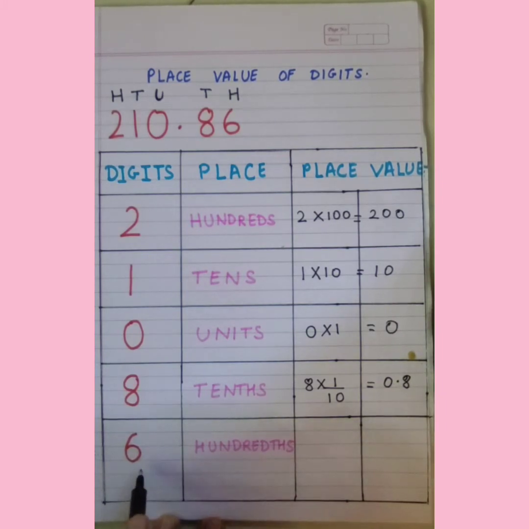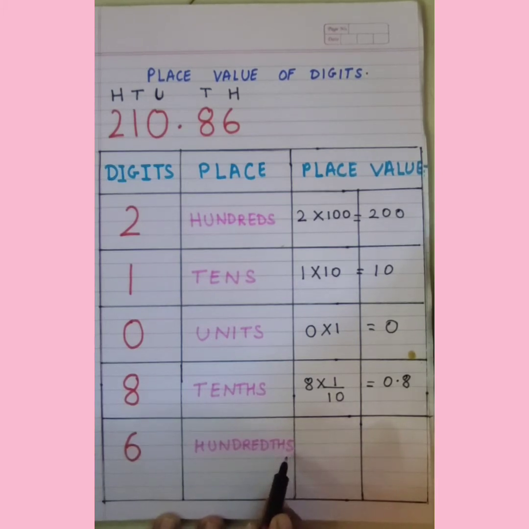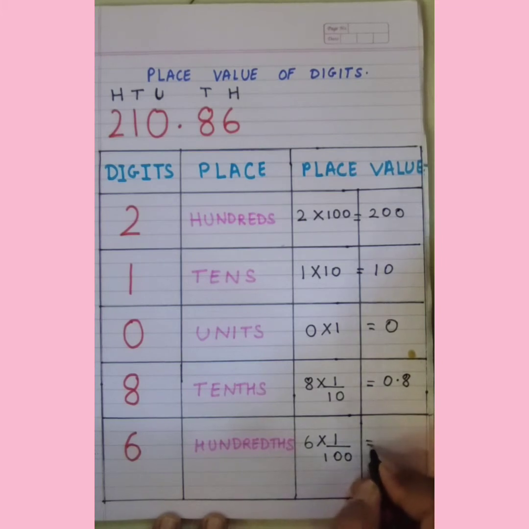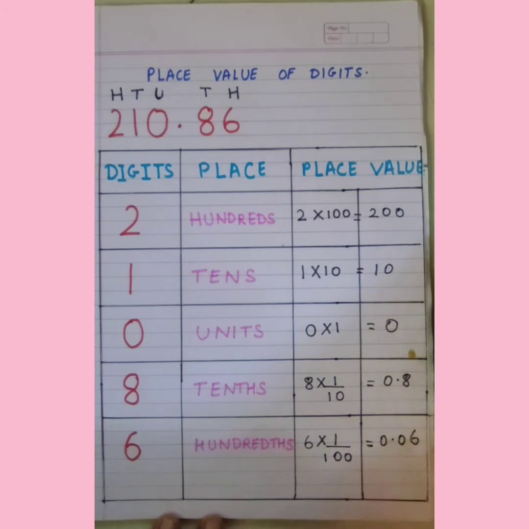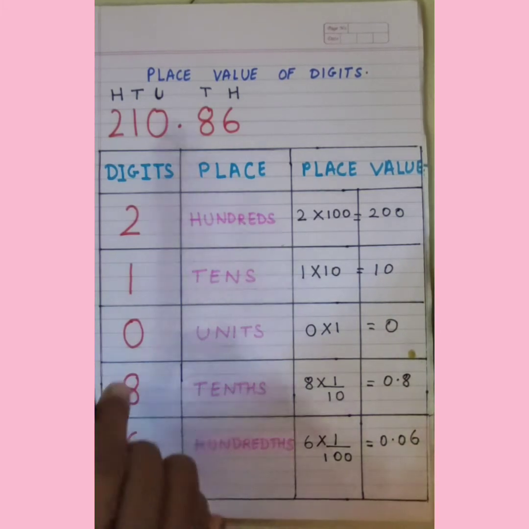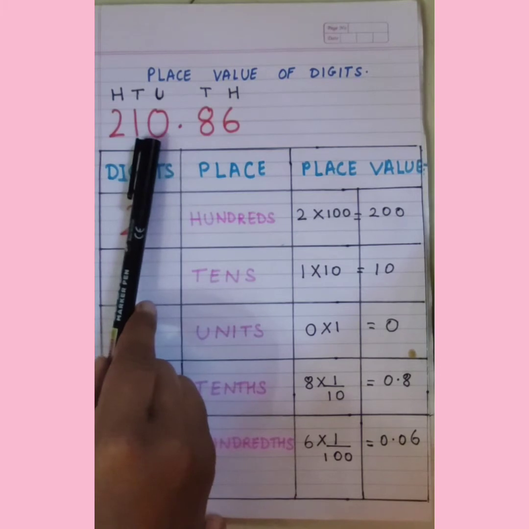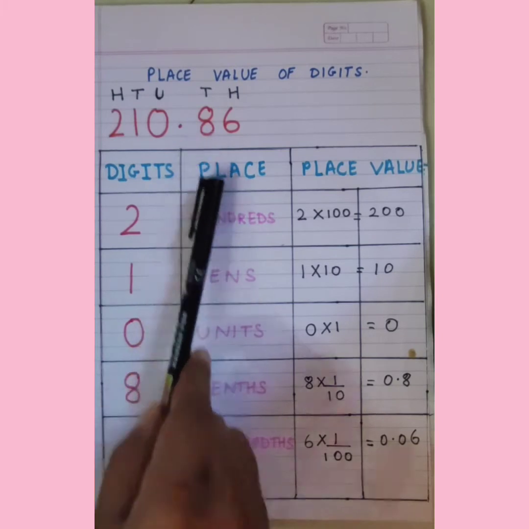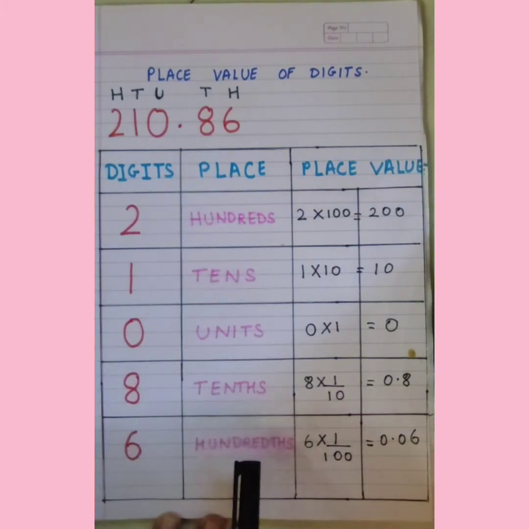Now 6 is in hundredths place. That means 6 multiplied by 1 upon 100. We get the answer as 0.06. Did you understand? Before the decimal point we are going to write units, tens, hundreds, and after the decimal point we are going to write tenths and hundredths.